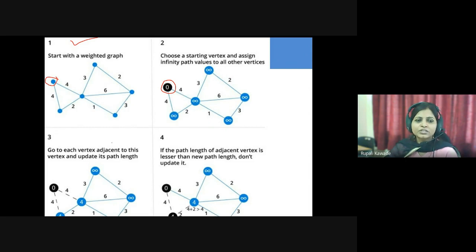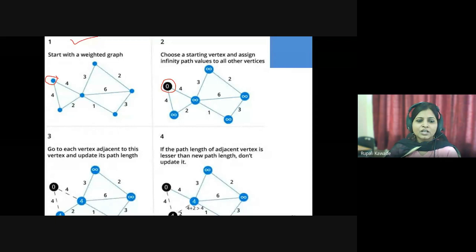Once we have initialized all the path values to infinity, what next? You have to start with the adjacent one. You can check here in this particular graph.